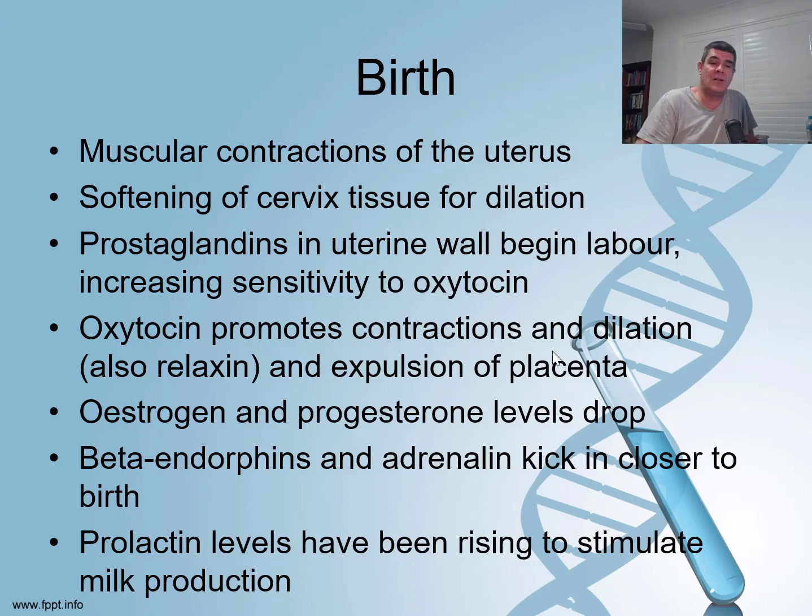The last step is the birth stage, and obviously at birth, this is the time for the baby to be born, so it's going to be pushed out through muscular contractions of the uterus. The cervix needs to dilate. I'm sure you've heard that that's the case, and so the cervix needs to soften. So hormones like relaxin are actually part of that.